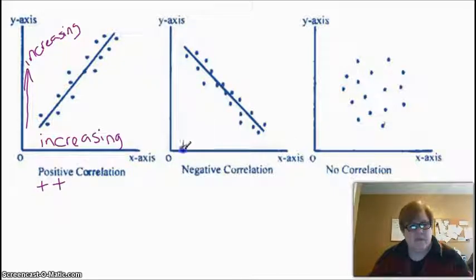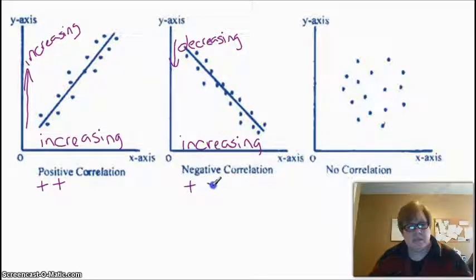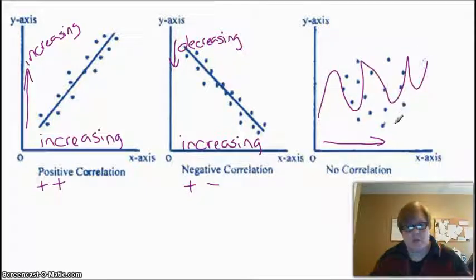On the negative correlation, we're still increasing as we're going along the x-axis, but our y values are decreasing, right? They're going down, so they're decreasing. Okay, so when I look at this, that's a plus minus. We're increasing on the x, but decreasing on the y. And then with no correlation, that's exactly as it sounds. There's absolutely no correlation. We're increasing here, and we're just all over the place along the y-axis. Okay, so that indicates no correlation.